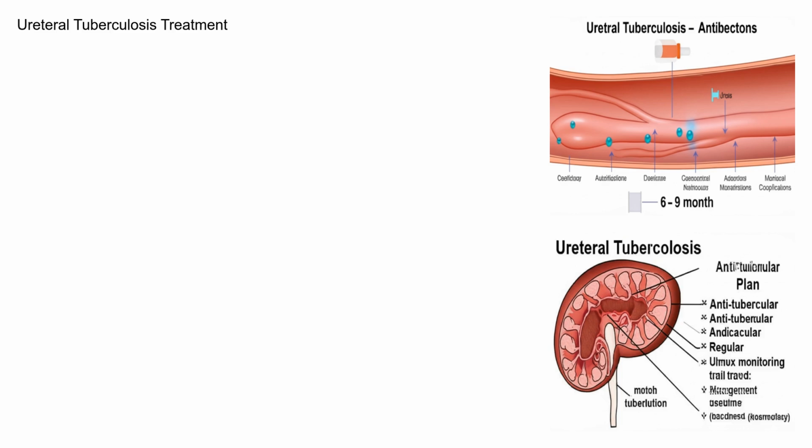The primary treatment for ureteral tuberculosis is anti-tubercular medication, following established guidelines for treating TB. This typically involves a combination of multiple antibiotics taken for a period of 6 to 9 months. In addition to medication, surgical intervention may be necessary to manage ureteral strictures or hydronephrosis. This can involve procedures such as ureteral stenting, ureteroplasty, a surgical repair of the ureter, or in severe cases, nephrectomy, the removal of the kidney. Regular monitoring is crucial to assess treatment response and detect any complications.